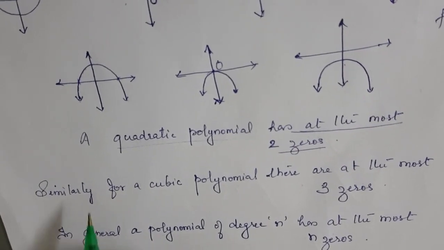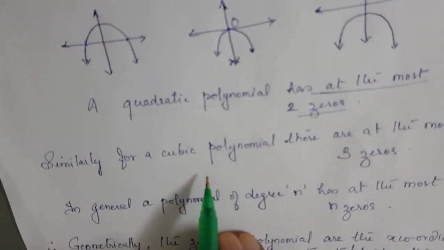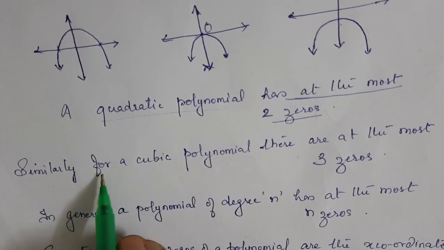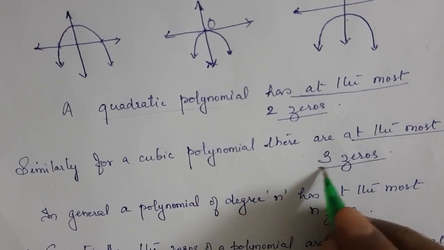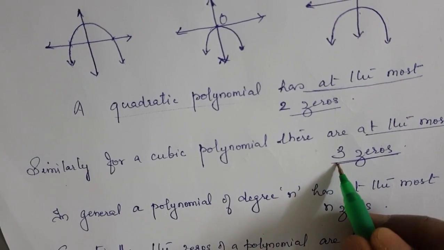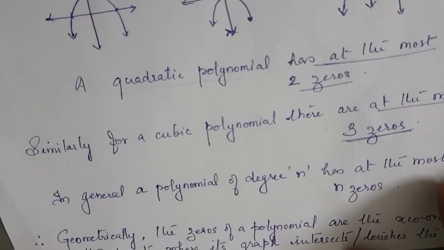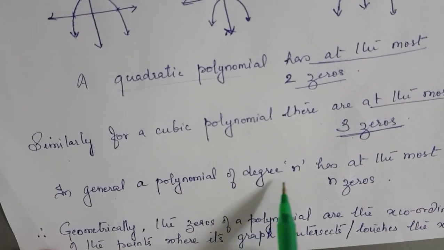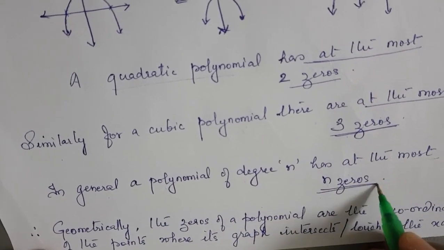Right? So similarly, a cubic polynomial has not got any particular shape of the curve. Therefore, we simply say it as a cubic polynomial. For a cubic polynomial, there are at the most 3 zeros. What does it mean? It may have no zero, 1 zero, 2 zeros or 3 zeros, not more than 3 zeros. So how will you generalize it? In general, a polynomial of degree n has at the most n zeros.